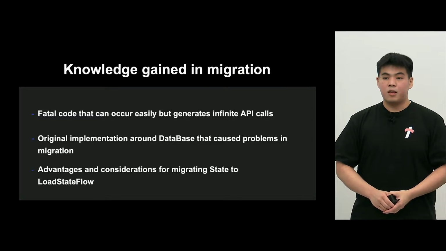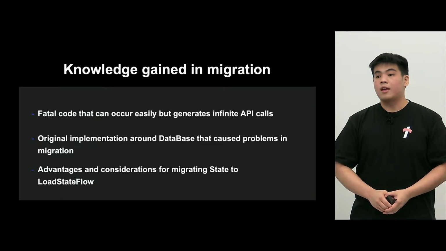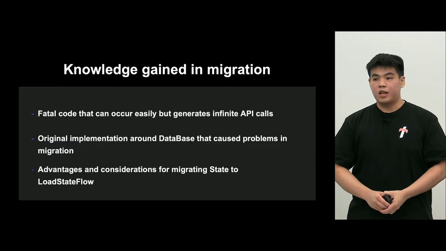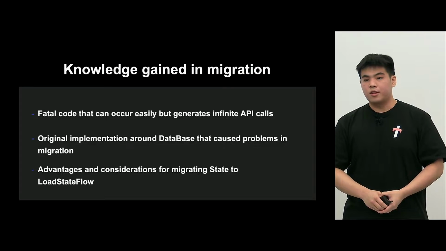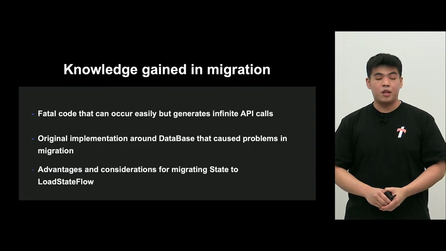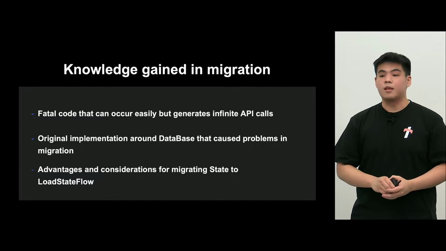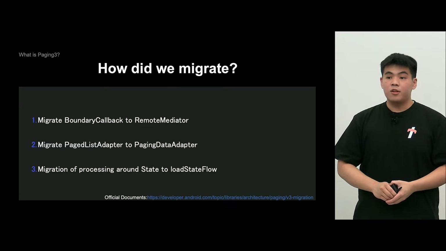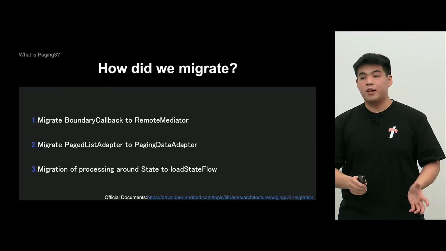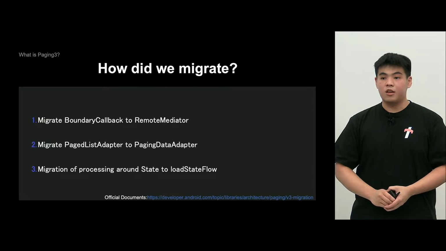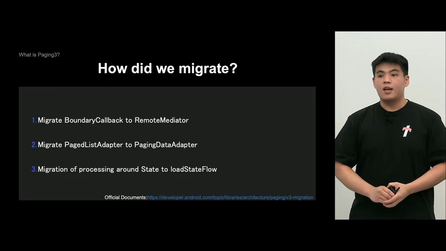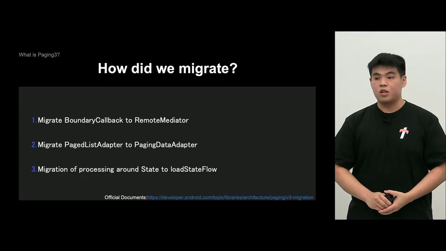through this experience. First, fatal code that makes infinite API calls. Second, proprietary implementation about the database, which caused problems at migration. The third is benefits of migrating state to load state flow, and points to be considered. So before talking about the points to be considered, I'd like to recap on how we migrated to paging 3.